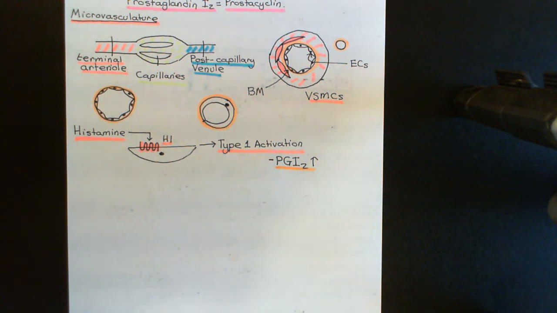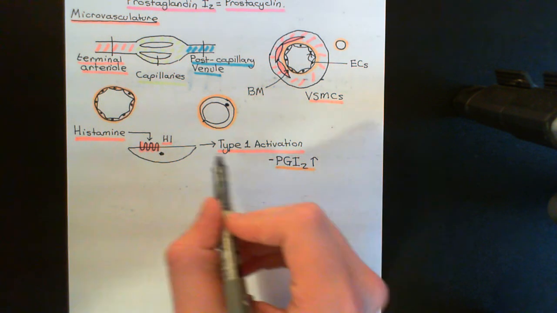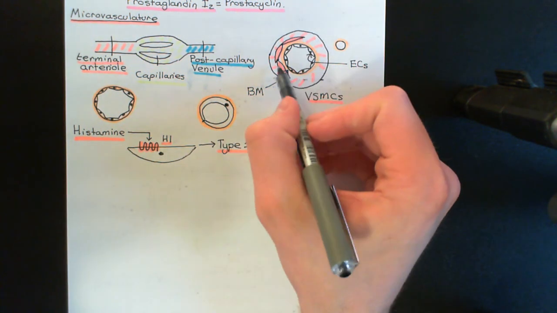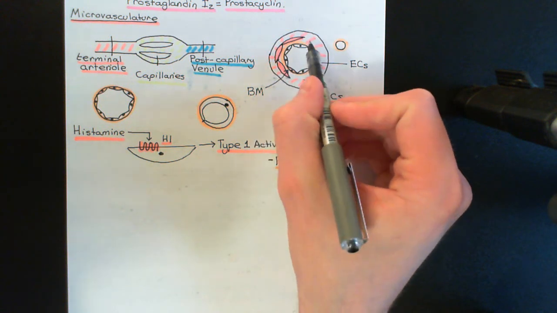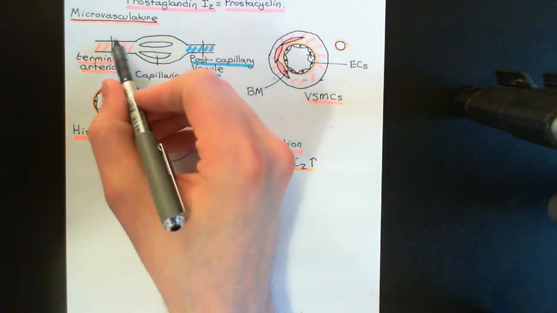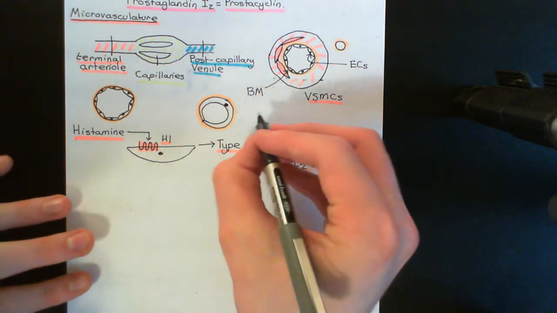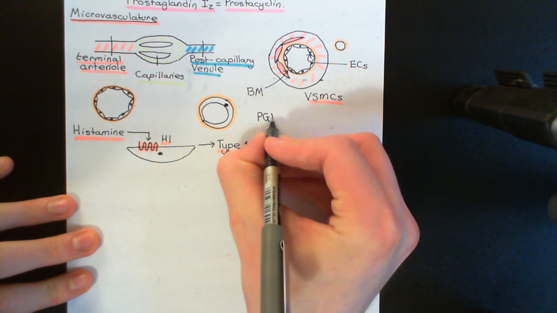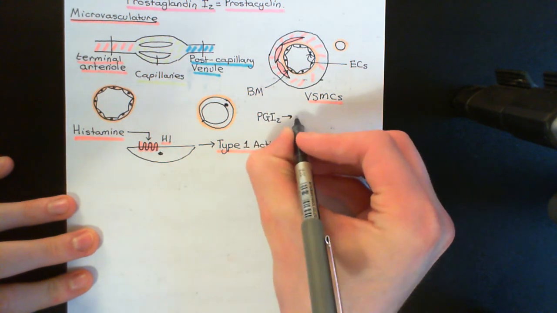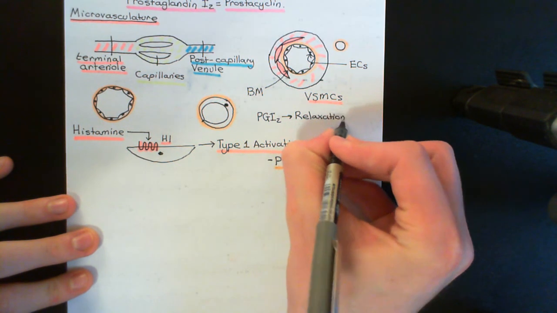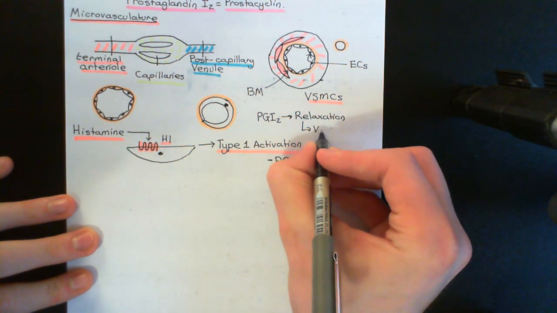Now, what's the significance of the prostaglandin I2? Well, prostaglandin I2 has effects on vascular smooth muscle cells. So the prostaglandin I2 that's released by these endothelial cells is going to go into the extracellular fluid, and the idea is it will diffuse over to the arteriole here, where we've got vascular smooth muscle cells surrounding the arteriole, and it's going to act on the vascular smooth muscle cells, and it causes relaxation. So I'll just put this up here. So prostaglandin I2 or prostacyclin causes relaxation of the vascular smooth muscle cells, and therefore vasodilatation of the terminal arterioles.